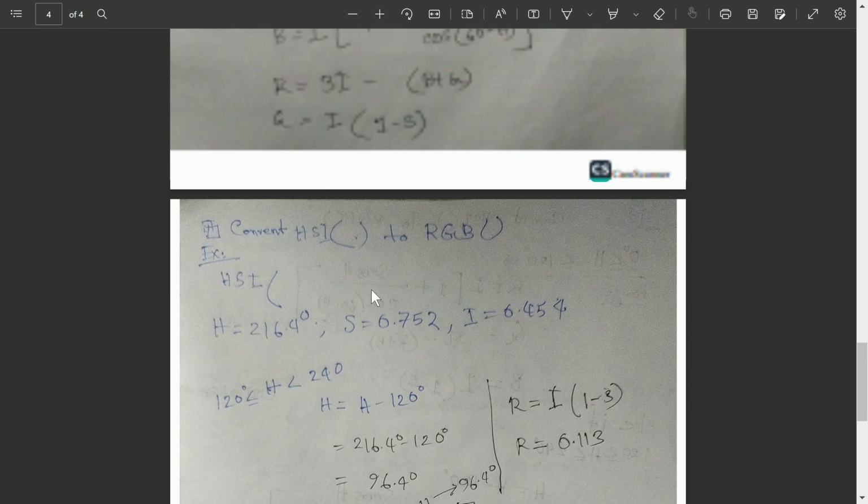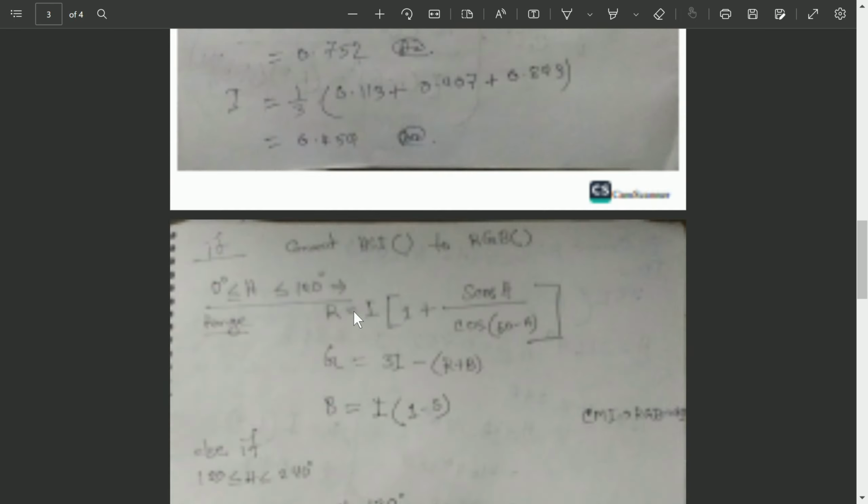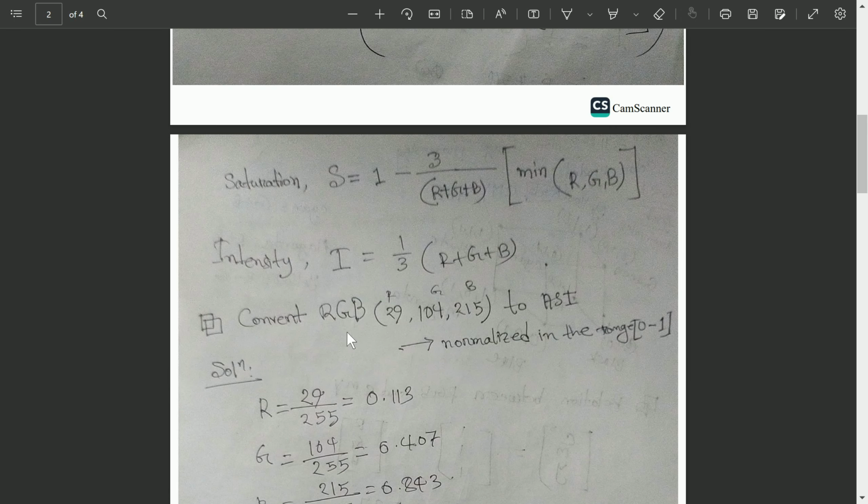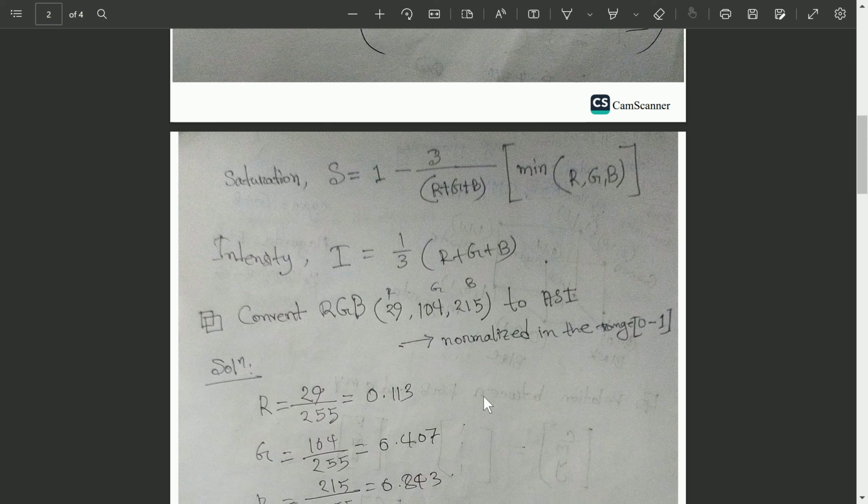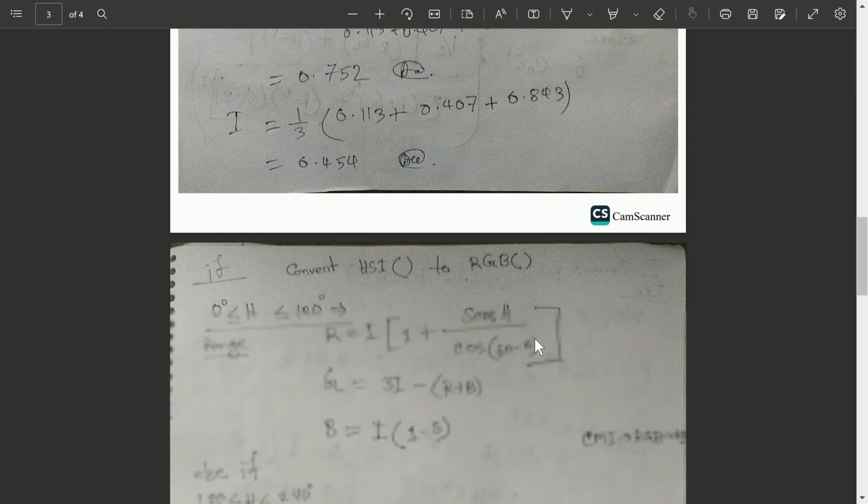Thus we can easily convert HSI to RGB, and we can also convert RGB to HSI using the previous equations. So thank you so much.